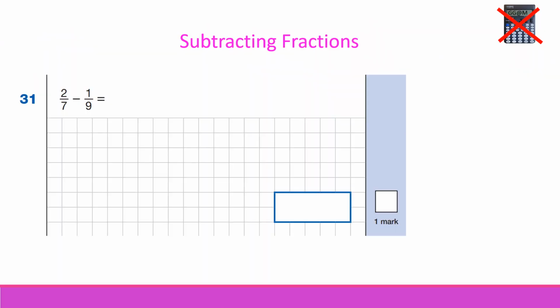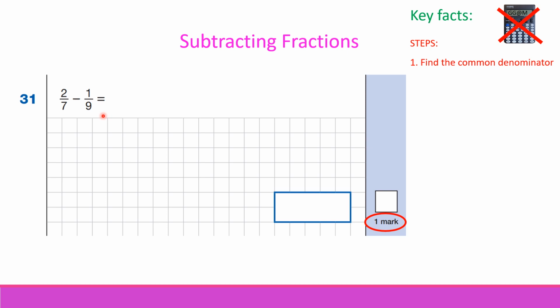This is a question on subtracting fractions, and we're going to be looking at subtracting the fraction 2 over 7 take away 1 over 9, and we need to write the answer in the box provided, and this will give you 1 mark in the exam. Now this is very tricky to do without doing any working out, and to be able to do the working out you need to follow the following steps.